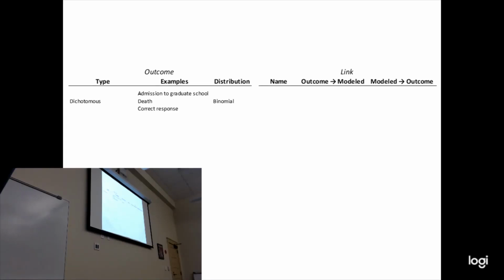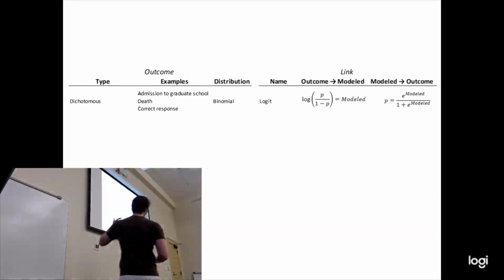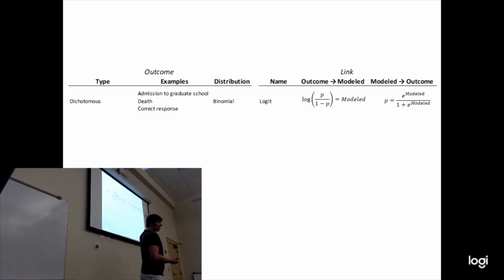So we were just working with dichotomous outcomes, like admission to graduate school, or some people look at the predictors of death, or correct responses on some cognitive task. That all uses the binomial distribution, which has that weight function called the logit, the log-odds. And there's a way to use that link to get from what you want to understand to what's modeled, and there's a way to use it in the reverse direction as well.